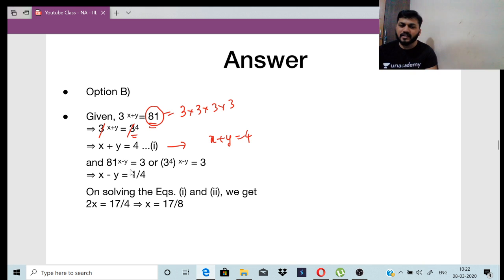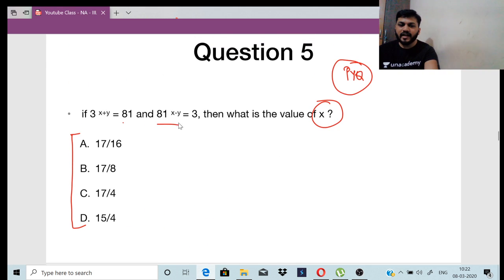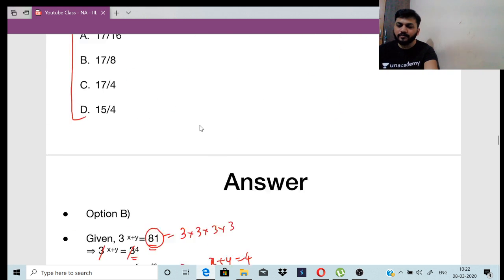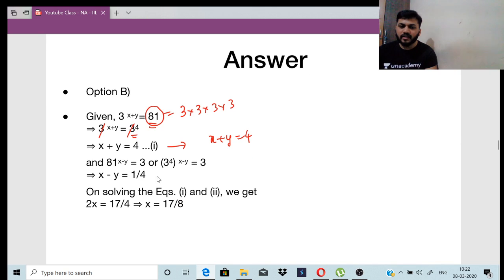Okay. What is the second one they have given? 81 power x minus y equals 3, right? So what is 81? 3 power 4 again. So I shall name it as 3 power 4 into x minus y equals 3, right? So it will become 4 into x minus y is equal to 1. So x minus y is equal to 1 by 4, right? So this is my second equation, x minus y equals 1 by 4.